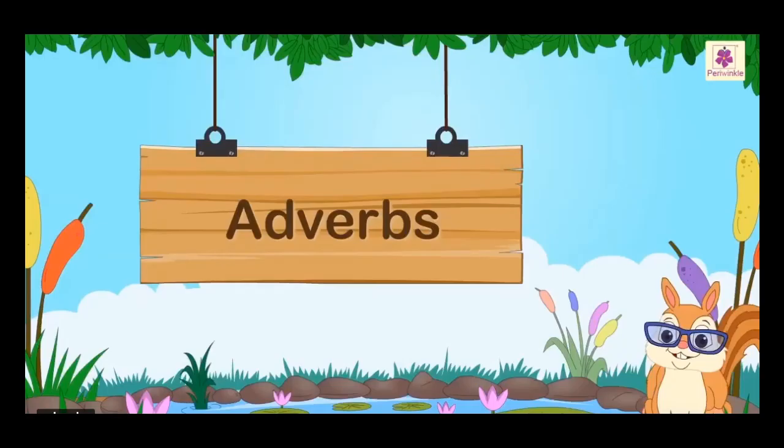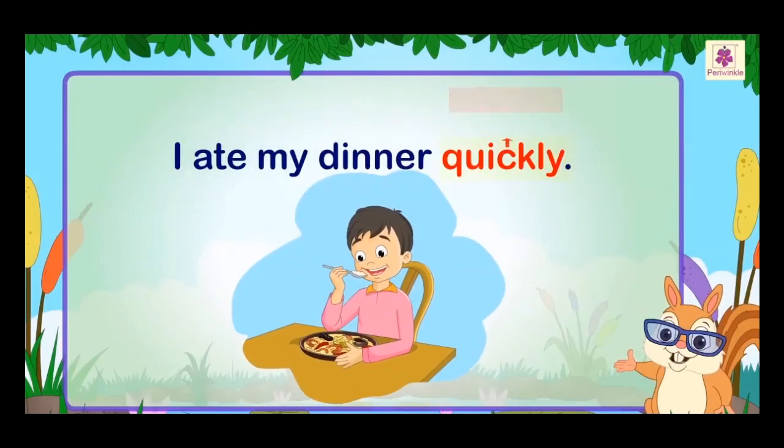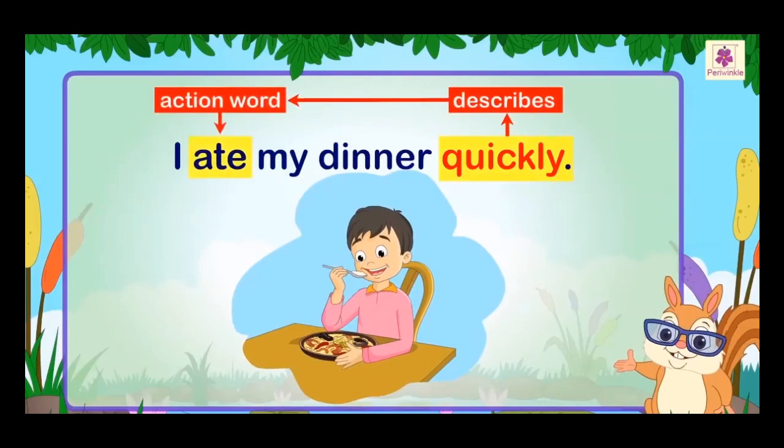I'm gonna show you something here that I have made. I'm sure that it's going to clarify more about the thing that we are talking about, which is adverbs. Okay? So, adverbs. I ate my dinner quickly. Here, quickly tells us how the action happens. That is, quickly describes the action word ate.